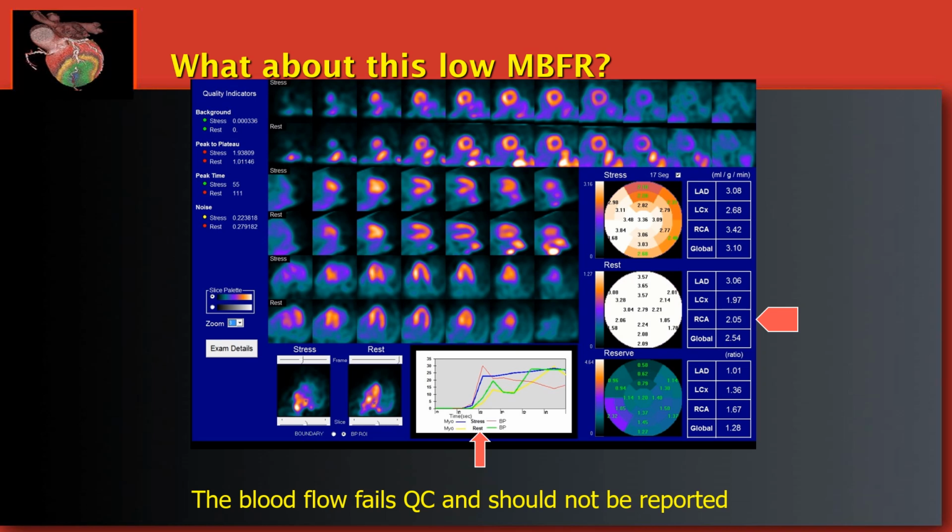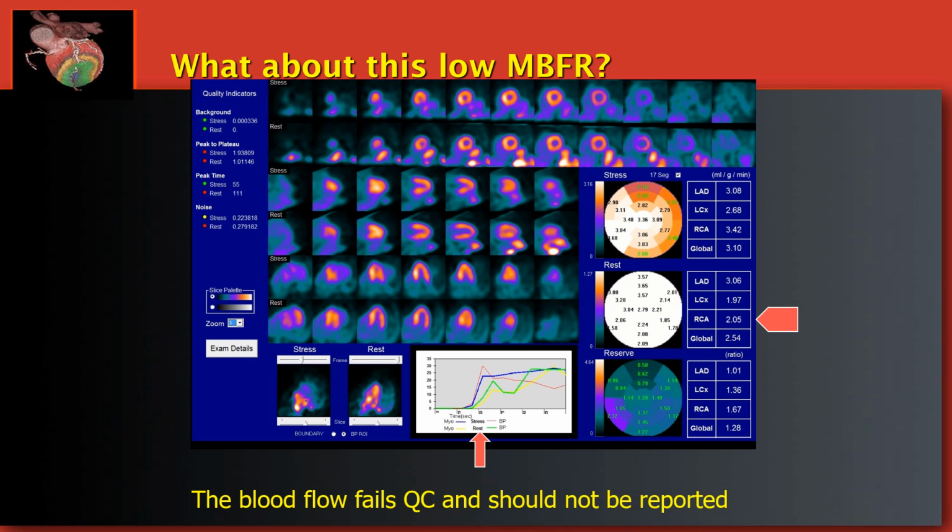I'm sorry, the global reserve is really low. The LAD is only 1, and the global is only 1.2. So you would look at that with normal perfusion and think maybe the patient needs a bypass. But this is where I said the first thing you need to do if you see this is go back and look at the resting.